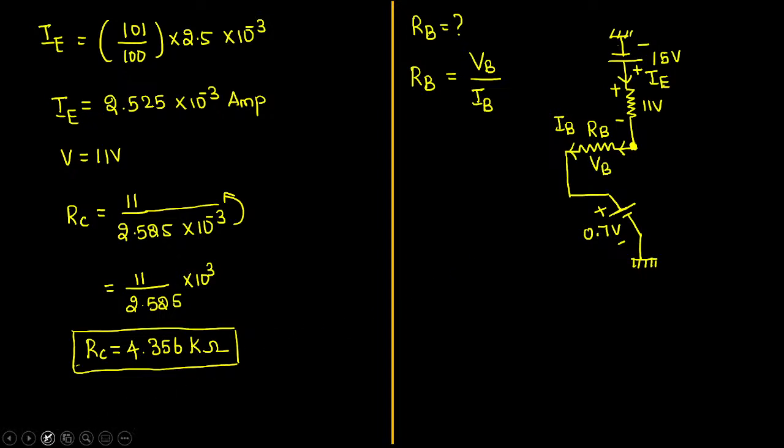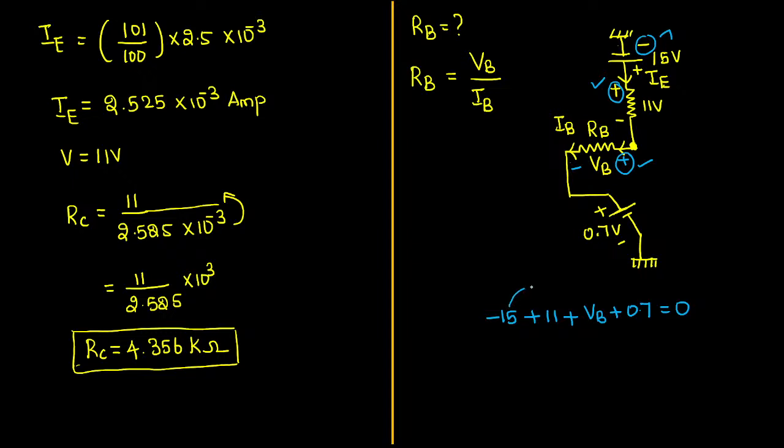How will you figure it out now? Just apply KVL one more time. Start from minus 15, then the voltage drop across the resistor RC is 11 volts, then again plus the base voltage, which is not known. See why I am putting plus here? Current entering point is plus, leaving point is minus. So here I am going with the entering polarities. That's why the first one is minus, the second one is plus, the third one is plus, and the next one also should be plus 0.7 equal to 0.